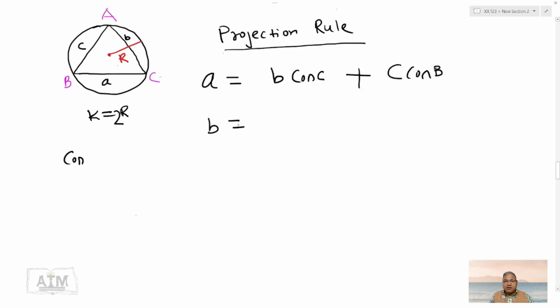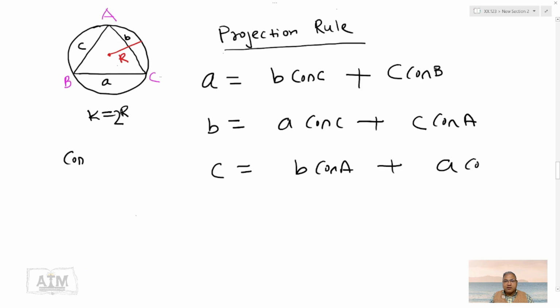Similarly, b equals, when you want to get b, what are the other two sides? a and c. So a cos C plus c cos A. Similarly, if you wish to find c, then the remaining sides are b and a. So write b cos A plus a cos B. So these three formulae are called the projection rule.